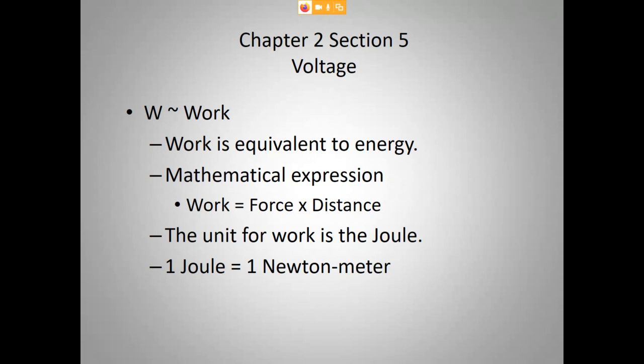Work is actually measured in Newton meters, because remember, work is force times distance. A Newton is the amount of force, and a meter is a distance. And so the unit of measurement of work is a joule. That joule is a defined unit based on the Newton and the meter.